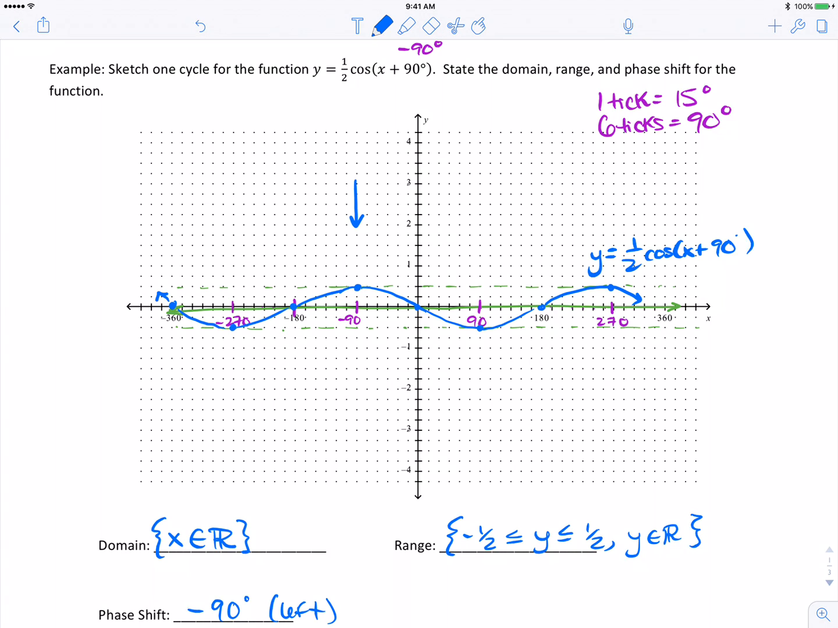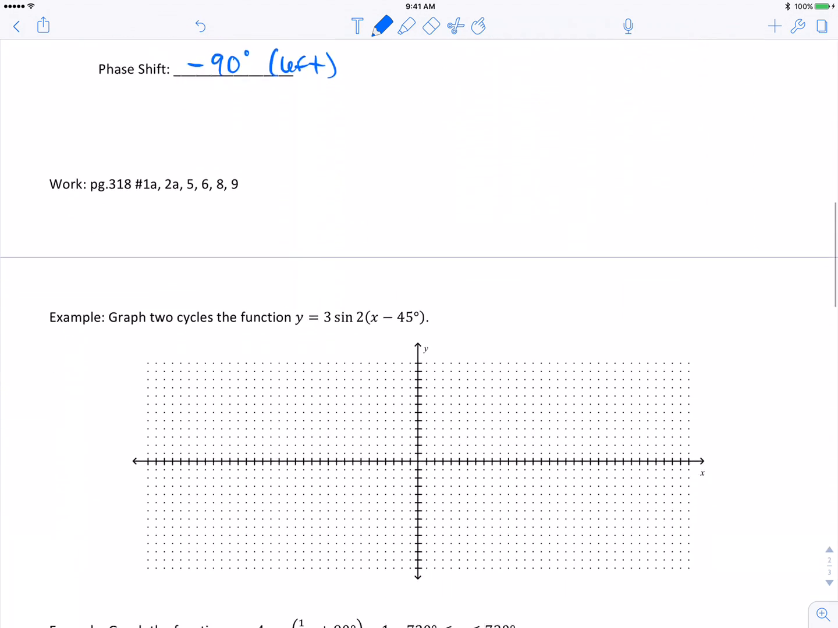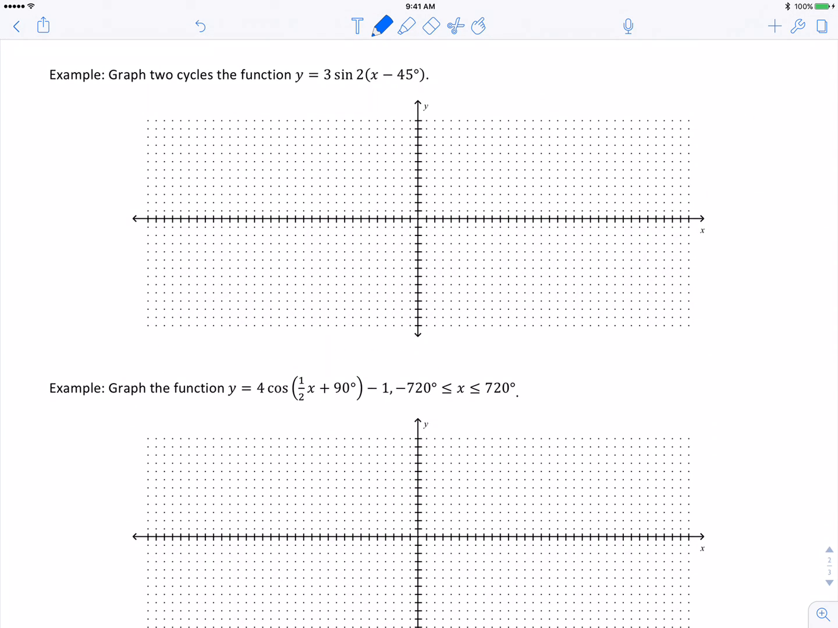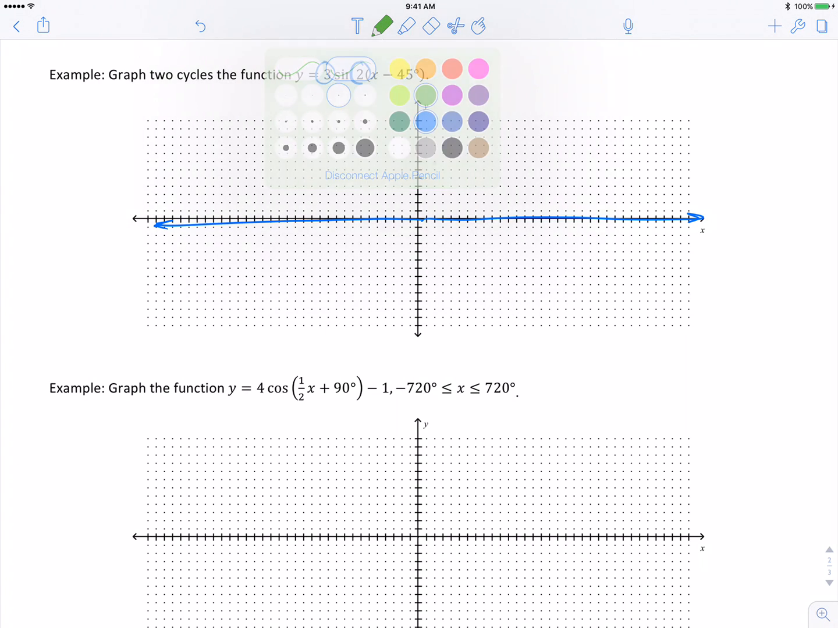On to the next. Pause if you need a little more time to get that graph copied down. Graph 2 cycles of the following function. Okay, first thing I see is that I have a period change and I have an amplitude change, but I have no vertical shift. So this is still my midline, and I'll be going 3 units up and 3 units down. Just to kind of draw our graph out, I'm going to do 2 ticks to be 1. So that would be 1, 2, 3. It's up to you how you do that.